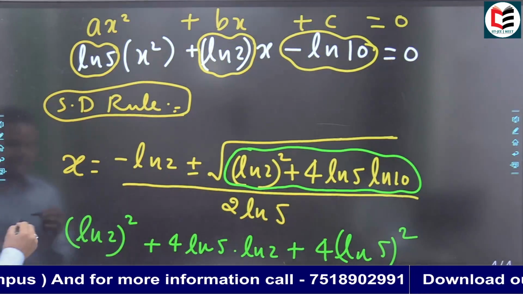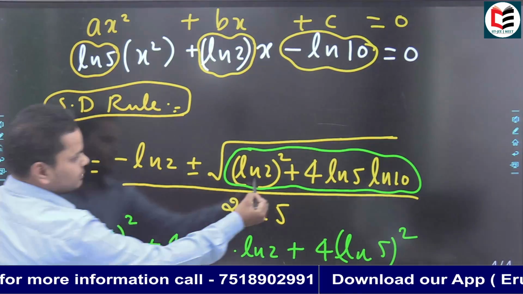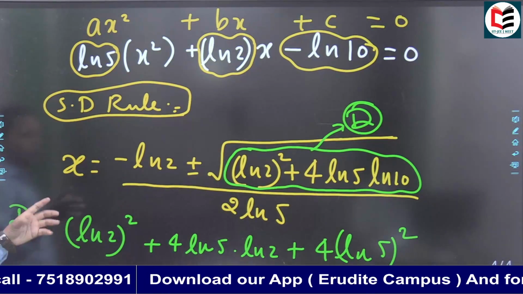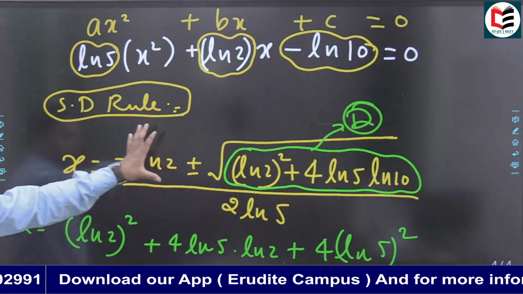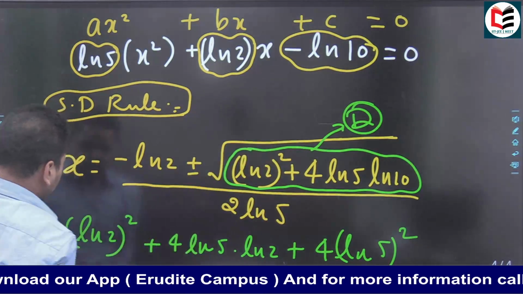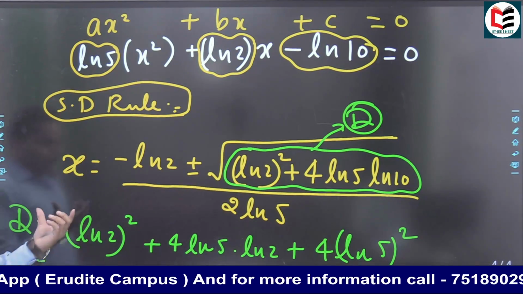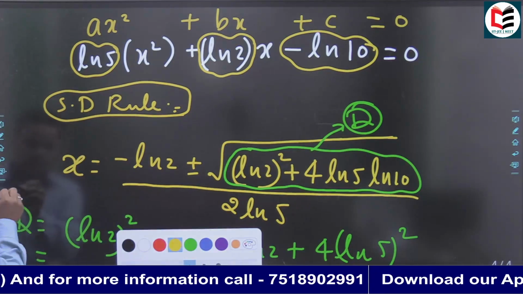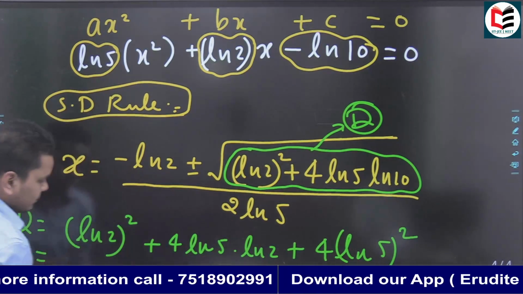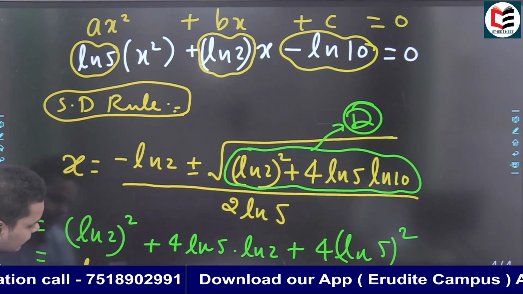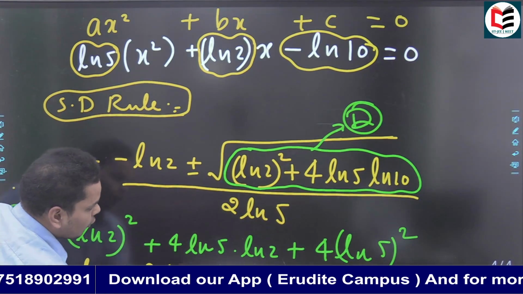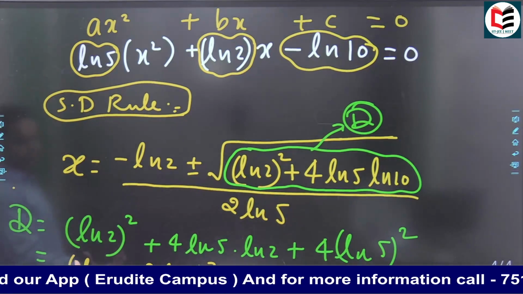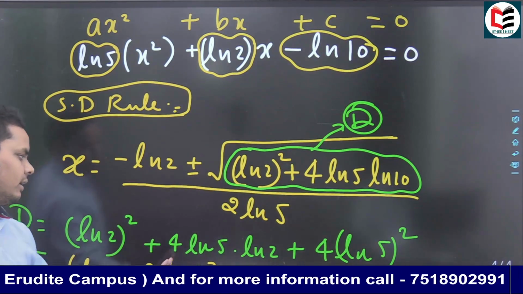All right, this is the discriminant. This is only the discriminant part, not the whole value of x. Now, after solving this, you know very well that this is a perfect square: (ln 2 + 2 ln 5) whole square.